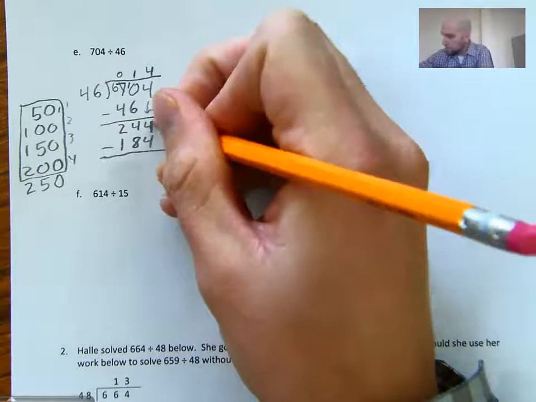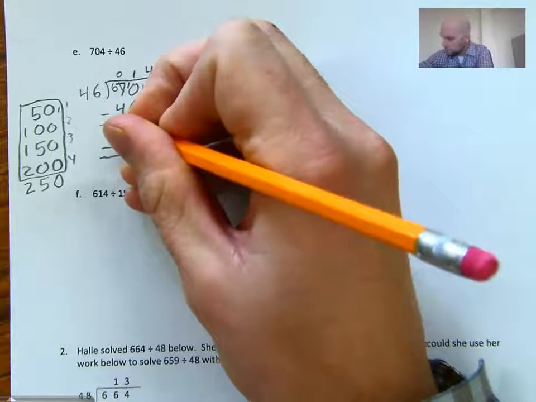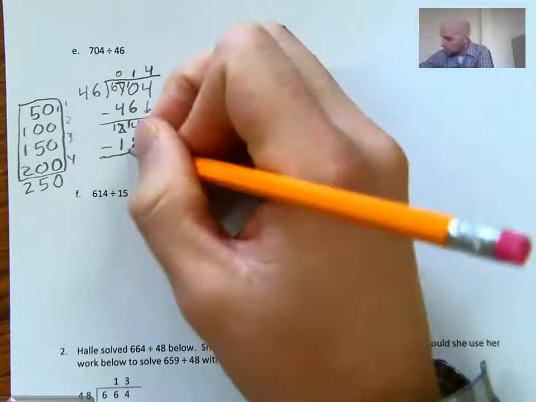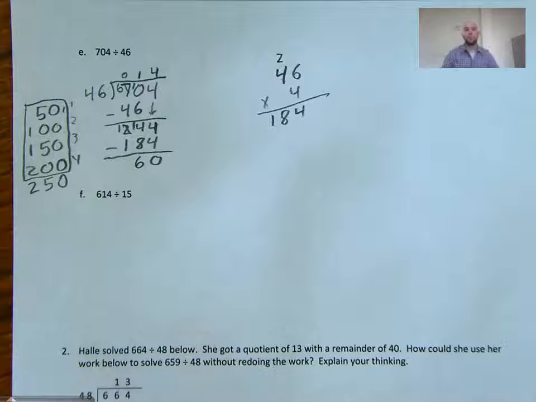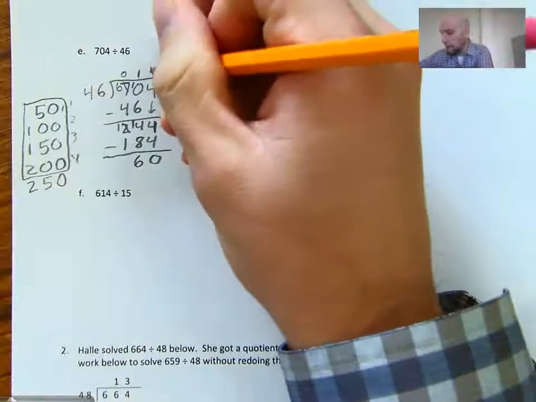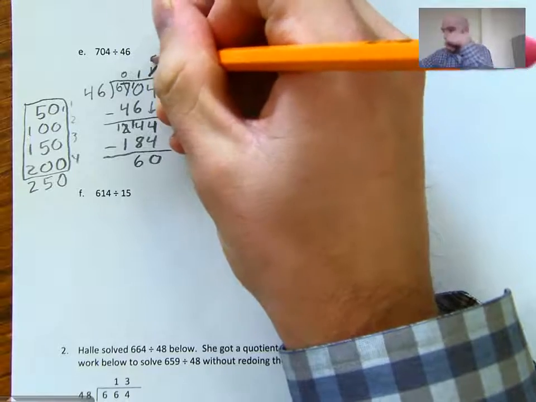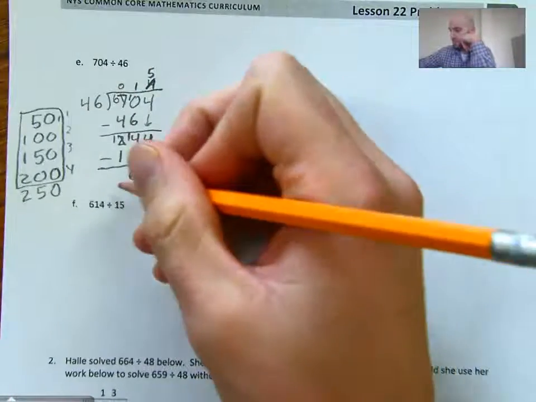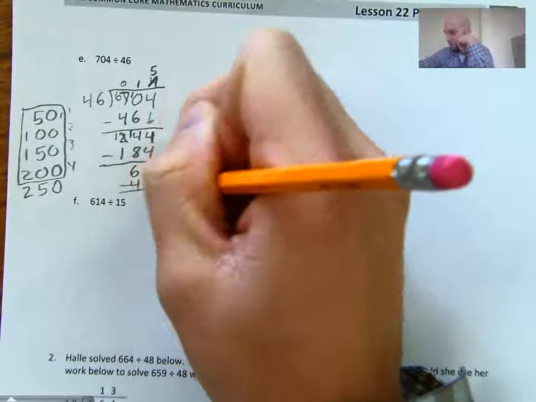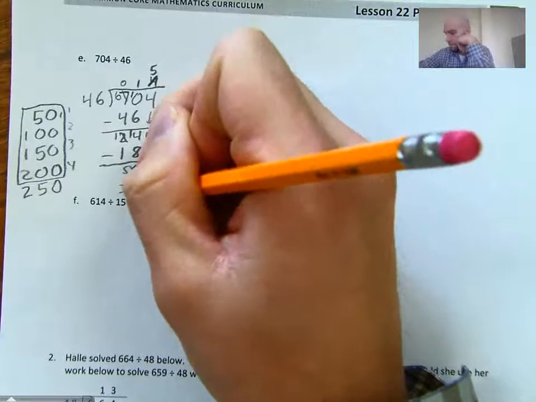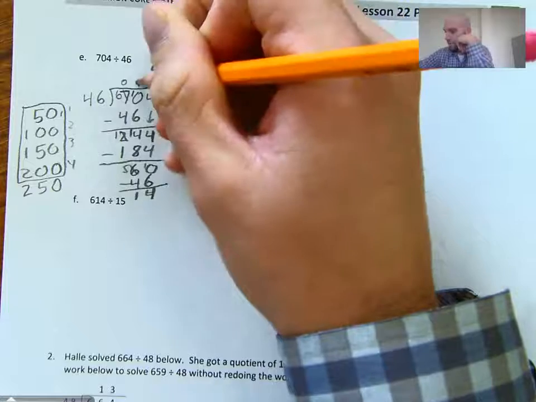And we will subtract. 14 minus 8 is 6. And we get 60. So our remainder is not going to be 60, obviously, because 60 is larger than 46. So 46 can go in one more time. I'm going to cross out my 4 here, and I'm going to put a 5. So I can subtract out 46. And I get 14. So I'll get 15, remainder 14.